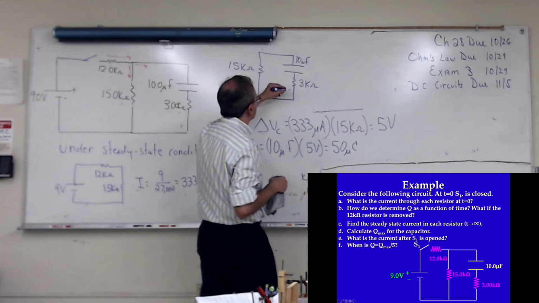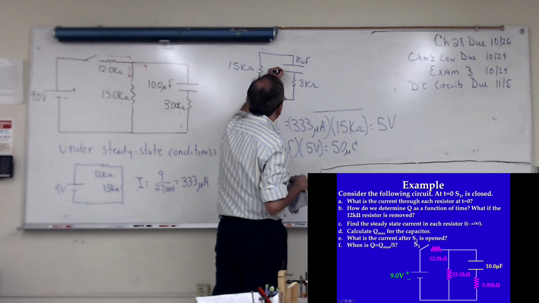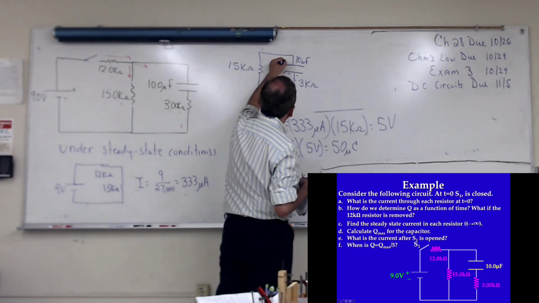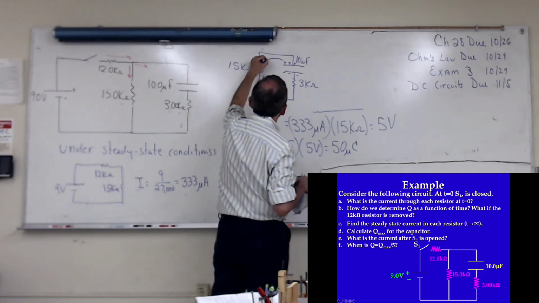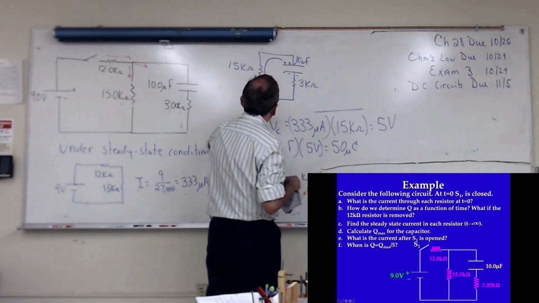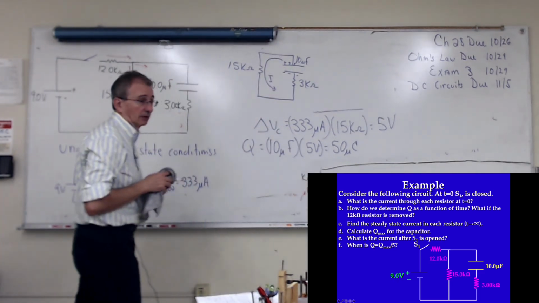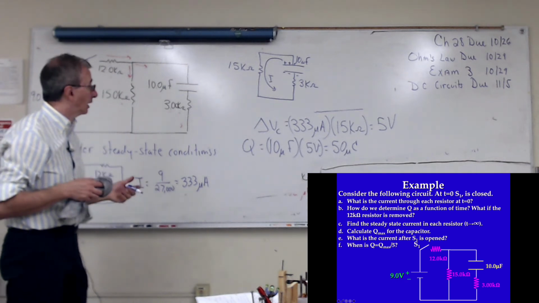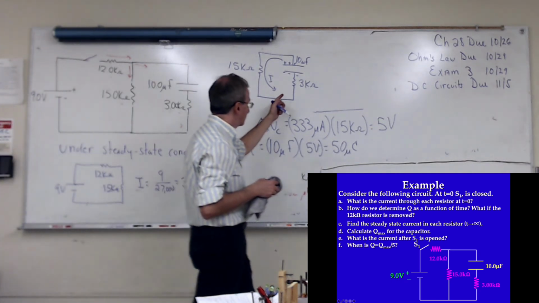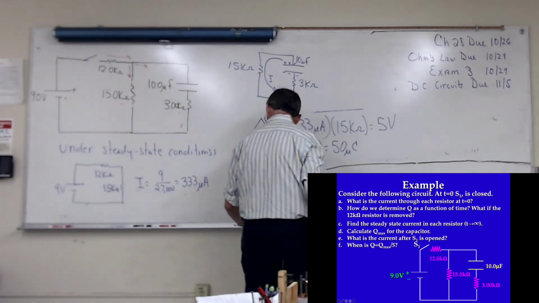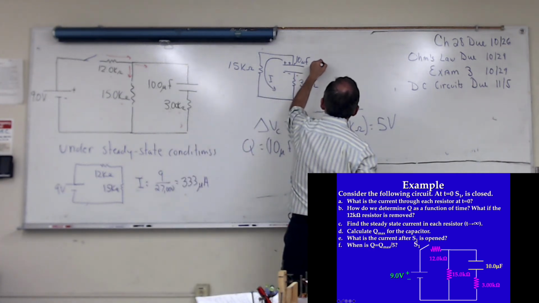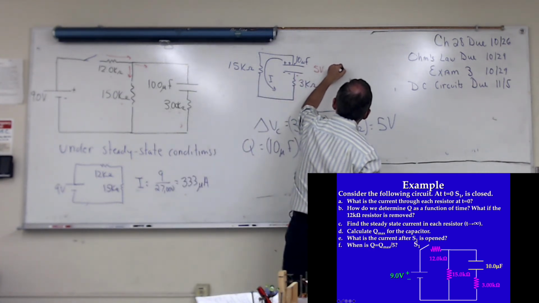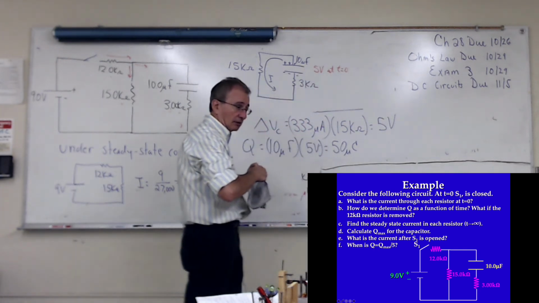With the capacitor discharging, since the electrons are going this way, the current will be going this way. So what's the current? Well, this thing had 5 volts across it when I close the switch.